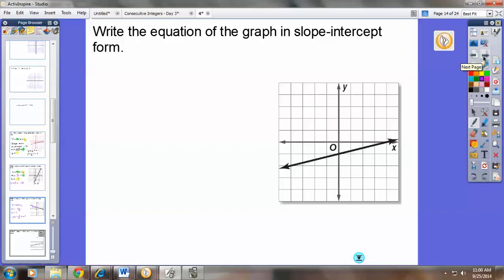I would like for you to try this problem on your own real quick. You just raise your hand, show me, and we'll go on from there. We'll make sure you guys have this.